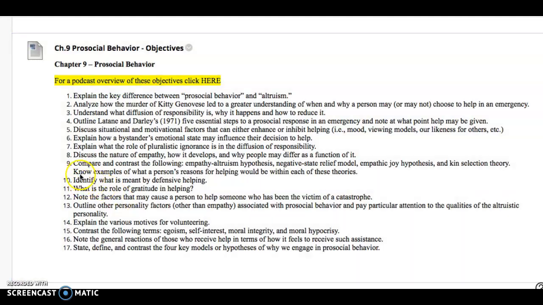This should say 10 right here. This is off, so I'll fix it. But also know examples of what a person's reasons for helping would be within each of those above theories.